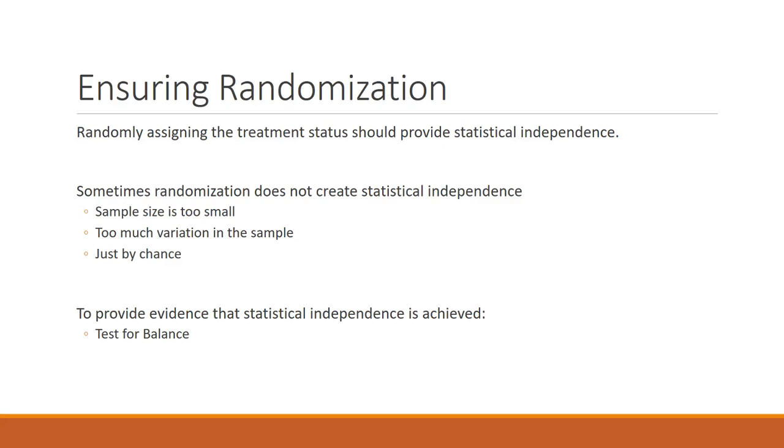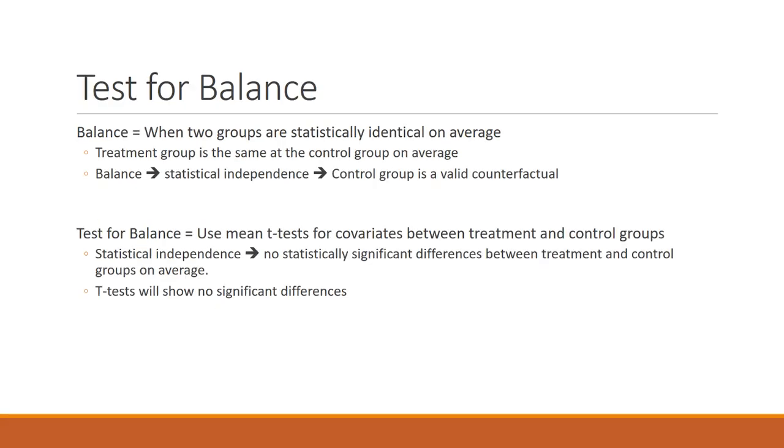All right, and this is called a test for balance. We conduct a test for balance, or a balancing test, to confirm whether or not our randomization achieved statistical independence. All right, that's why we do a test for balance. So let me go into that. A test for balance. So we say that two groups balance, or a variable balances, when two groups are statistically identical on average.